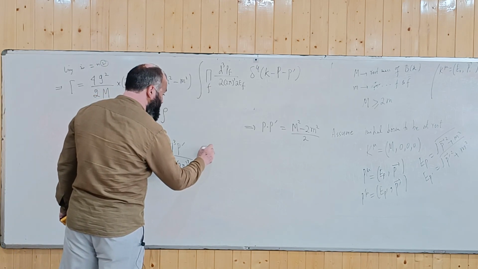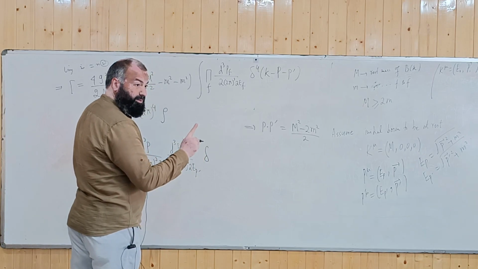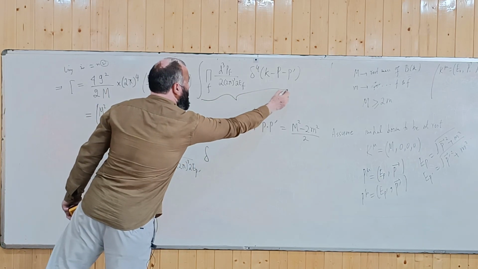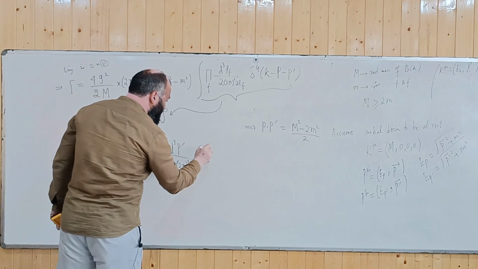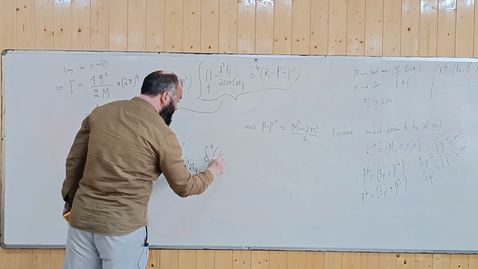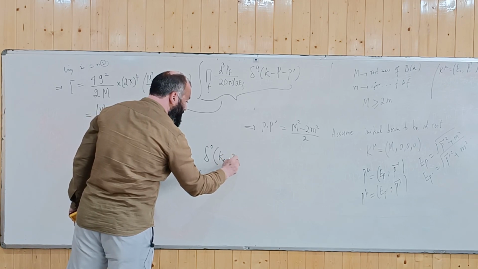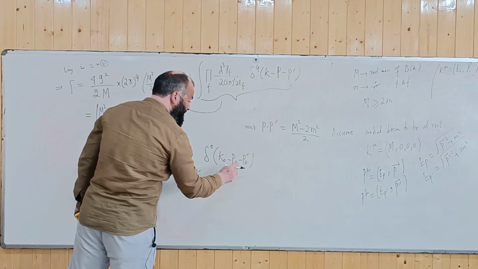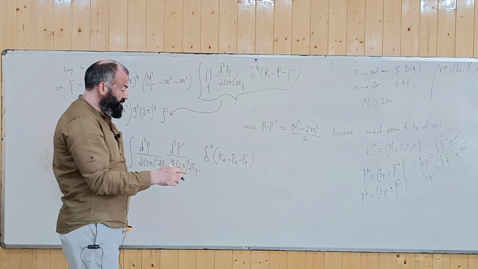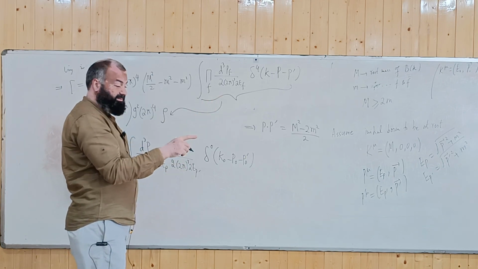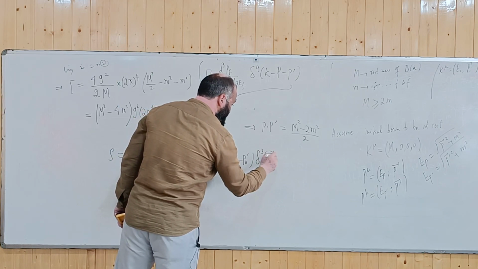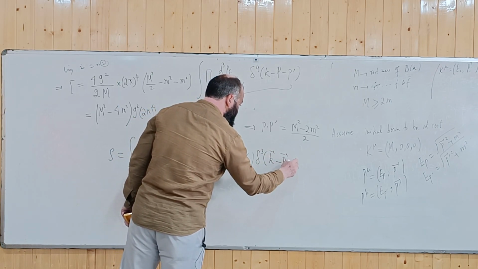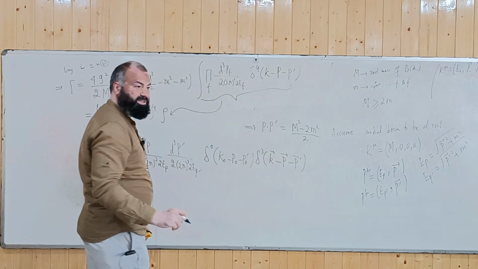So there will be this delta 4. This object I have put as rho, which I am simplifying. I can write it as delta of k0 minus p0 minus p prime 0, the time components, because it's a symbol, a 4-dimensional delta function. Then I have this delta 3 of k vector minus p vector minus p prime vector. Understood?